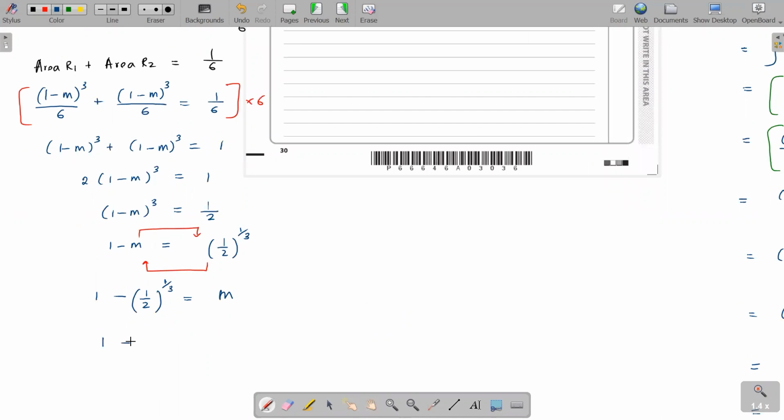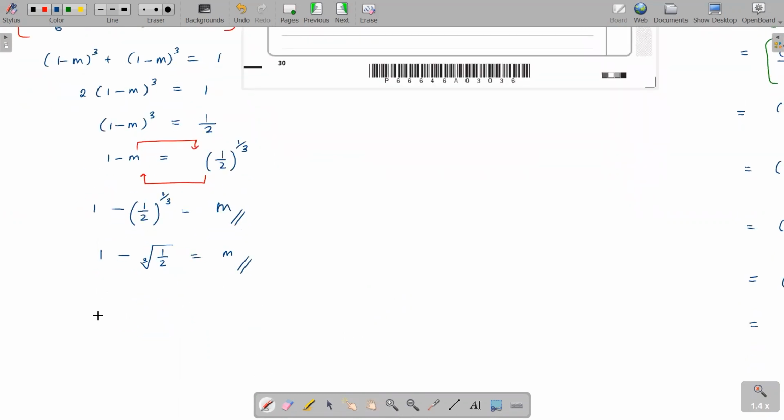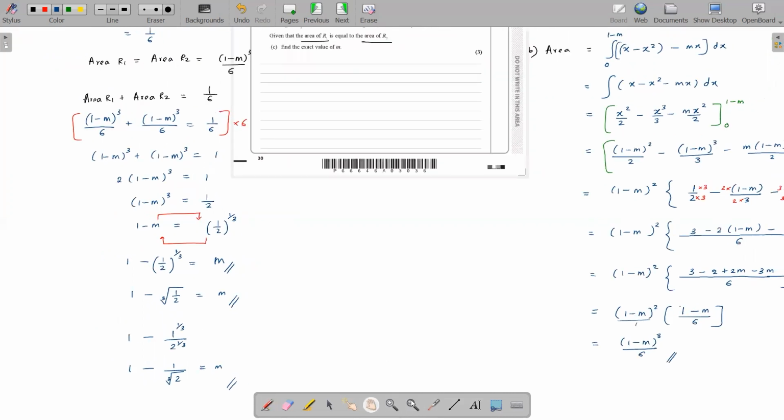Okay, so you can say 1 minus cube root half. Any of these formats are okay. Another person could separate the cube root as 1 to the power 1 over 3, 2 to the power 1 over 3, and write 1 minus 1 to the power 1 over 3 is 1, 2 to the power 1 over 3 is cube root 2. They could leave the answer like this also. So all of these formats are correct. Any equivalent form is fine. So this is the value of m. Are you clear?